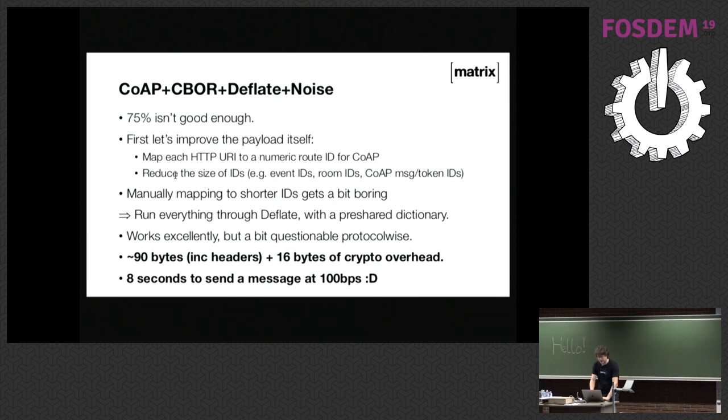So we also want to improve the payload. We want to map each ERI to a numeric root. We want to reduce the size of IDs. Manually mapping these is crap. So what we did is to run everything through a deflate library using a shared dictionary. This is great for saving bandwidth.